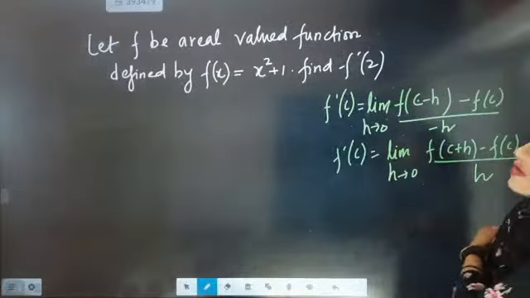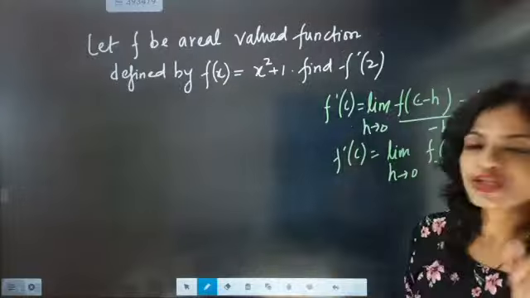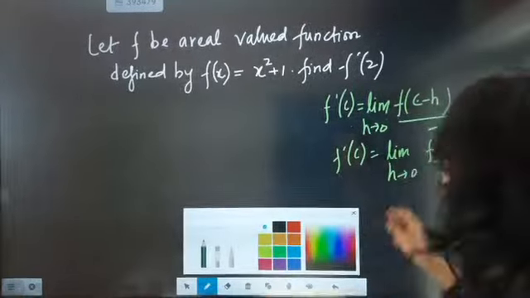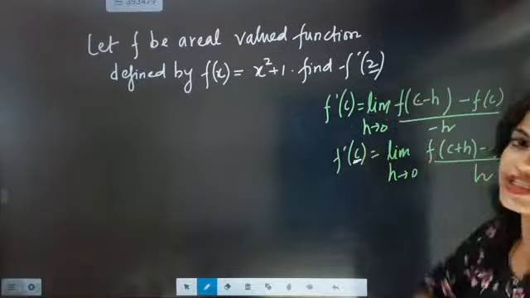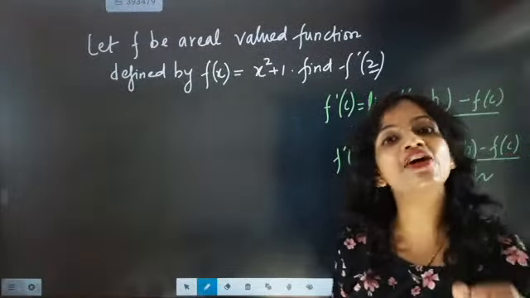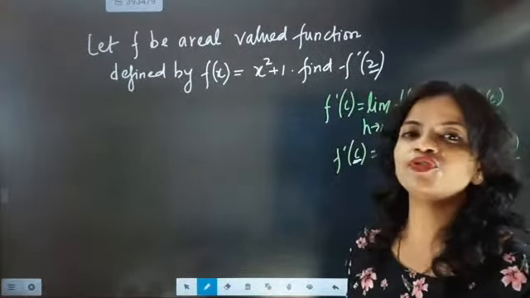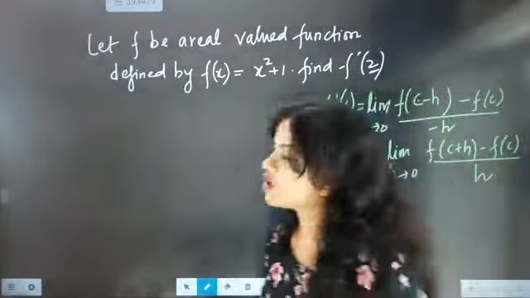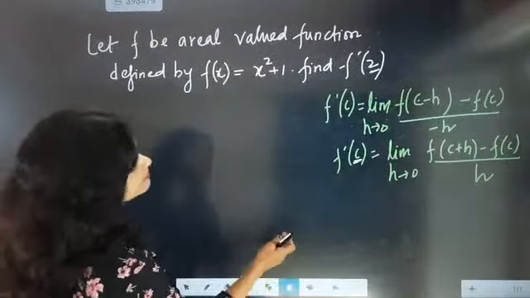Now how to solve this question? First, they have told us to find f dash 2. So here, instead of c, which point is there? Instead of c, 2 is there. First we have to find f dash x. You know what we have to do first? First we have to find f dash x. So what is f dash x? First check that one. F dash x, how to find?